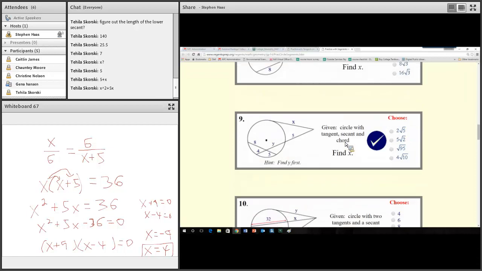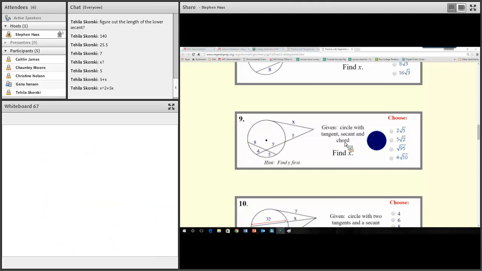Oh, wow. How about this one? How about number 9? How are we going to do number 9? Well, they give you a hint over here. They give you a hint to find y first. Because if you don't find y, there's no way to find x.